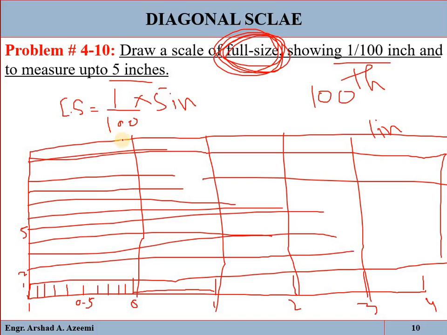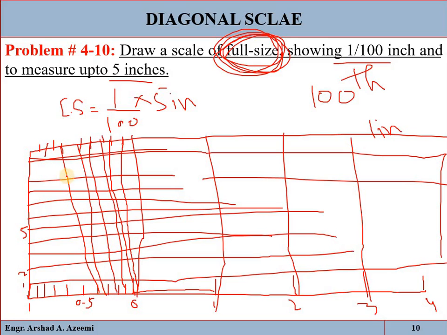Now divide this portion again into 10 parts. Join the first portion with the 0, second with 1, third with second, fourth with third, fifth with fourth, sixth with fifth and so on. Means just join these lines. Now we have this 0.1 inch distance, and this 0.1 inch is further divided into 10 parts.